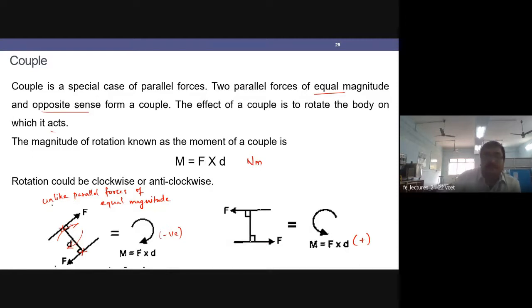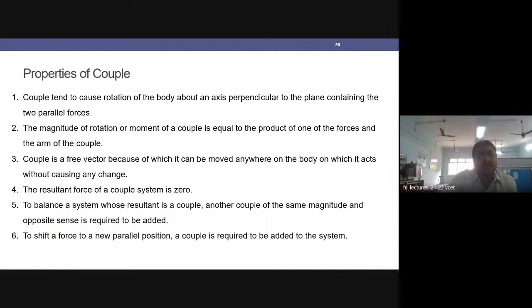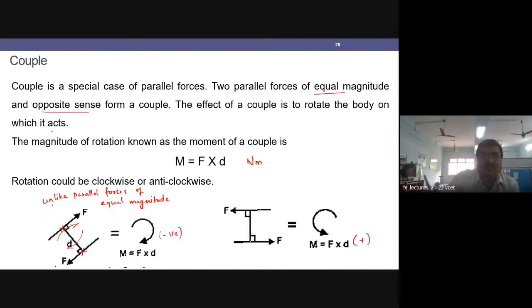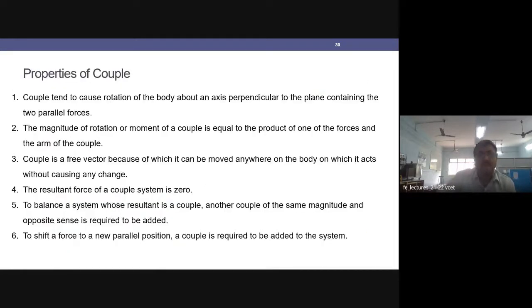There are some properties of the couple. Firstly, the couple tends to cause rotation of the body about an axis perpendicular to the plane containing the parallel forces. Secondly, the magnitude of the moment of a couple is equal to the product of one of the forces and the arm of the couple. Then, what is the arm of the couple? The distance between the two forces is known as the arm of the couple.